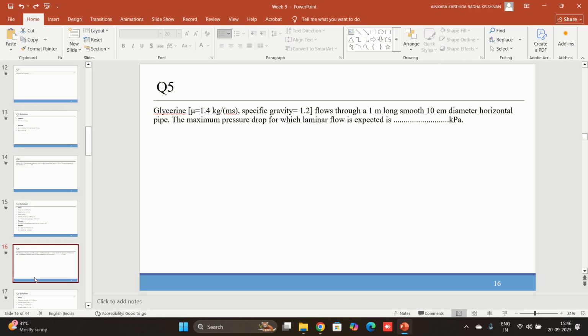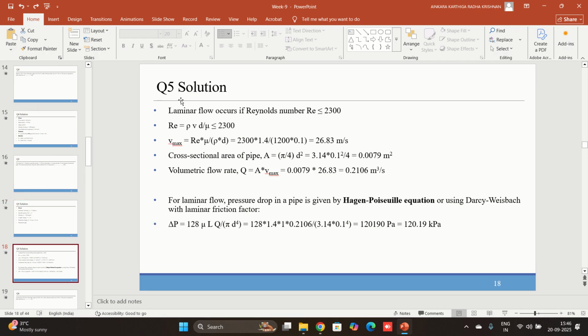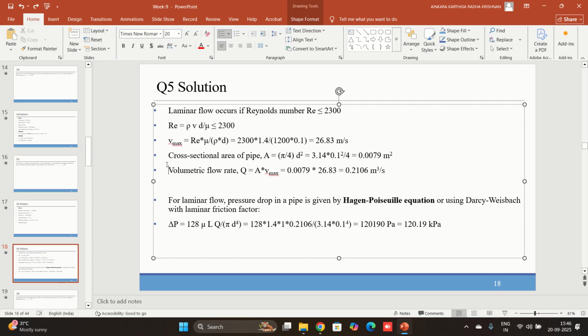So the maximum velocity under which the laminar condition will be maintained, that we should see. Re is rho v d by mu, and for laminar condition the Reynolds number will be less than or equal to 2300. If we maintain that condition, we can find the velocity. Re is equal to rho v d by mu, so v is equal to Re into mu by rho into d. That gives us the maximum velocity, and we can calculate the cross sectional area of the pipe. Both of them give us the volumetric flow rate.